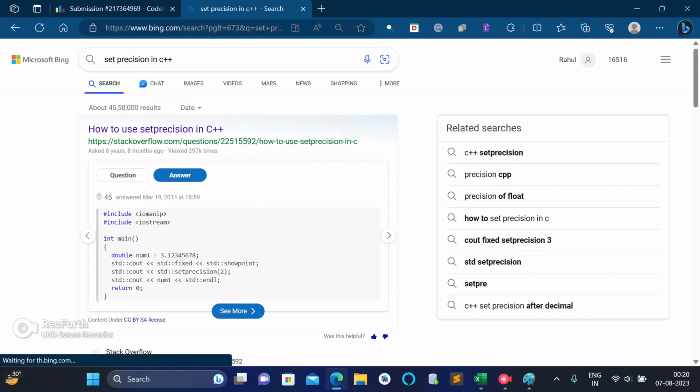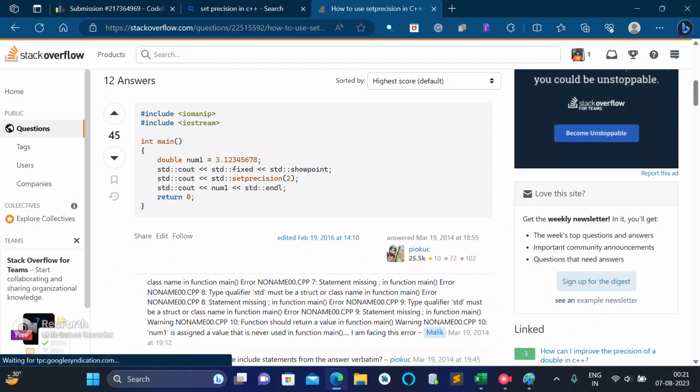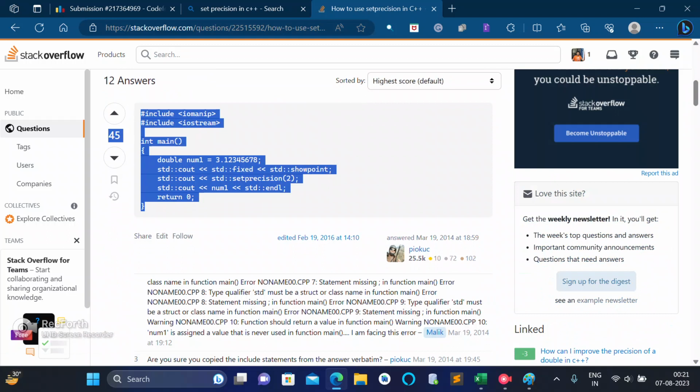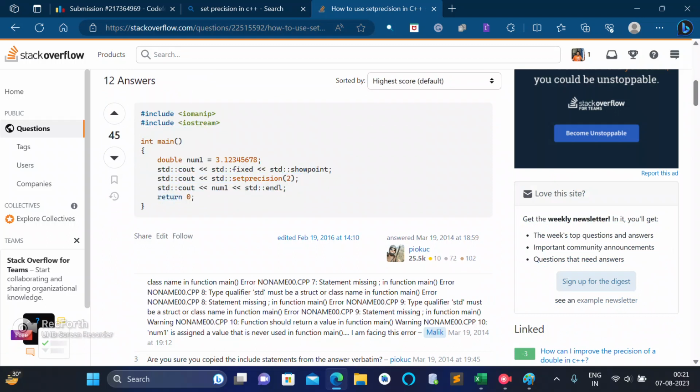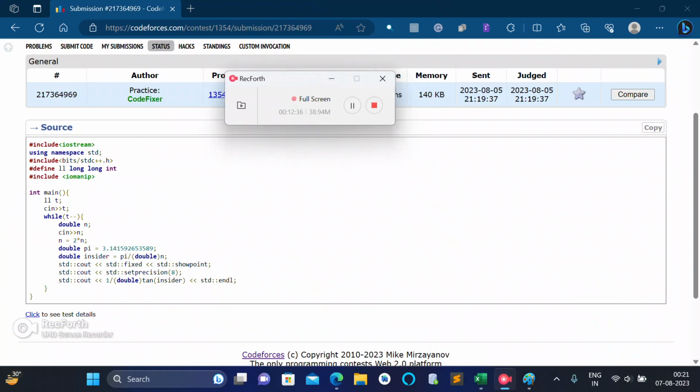If you want to understand how to set precision, you can search for set precision in C++, and you will see Stack Overflow. Here you can see this code. This code tells you how to set precision, and you can copy this code.